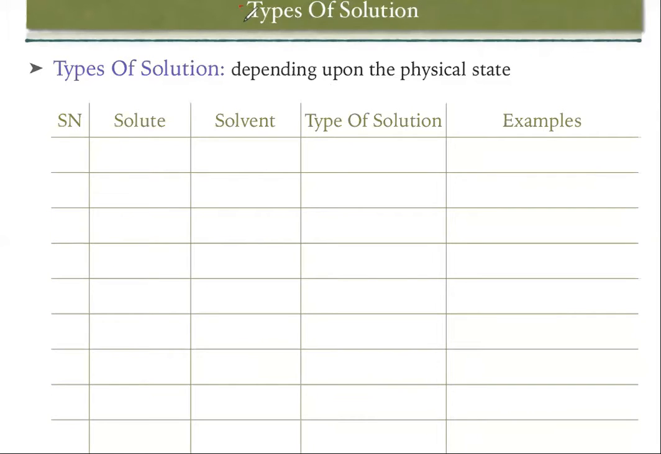Now let us discuss the types of solution. In this slide, we are going to discuss, if we change the state of solute and the state of solvent, what type of solution we are going to get and what the examples of those are. So let us start. Serial number 1: solute type is gas and solvent is in the form of gas. The type of solution that we will get is a gaseous solution.